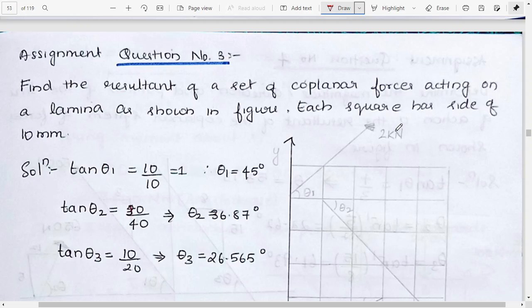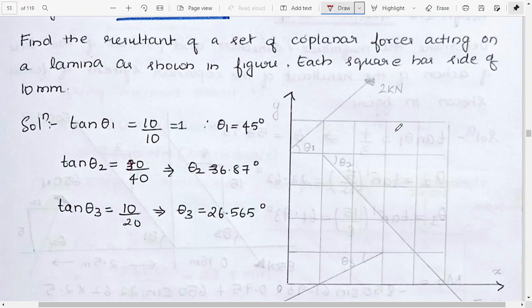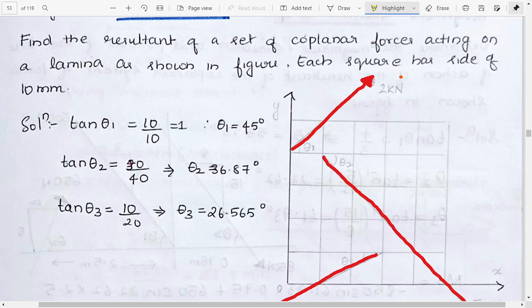Now let us move to question number 3. We need to find the resultant of a set of coplanar forces acting on a lamina as shown in the figure. Each square has a side of 10 millimeter. I recommend you pause this video, try it on your own, and come back. I hope you have tried it out. In the first step, we just need to find the angles theta 1, theta 2, and theta 3.